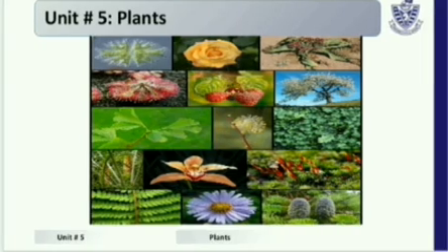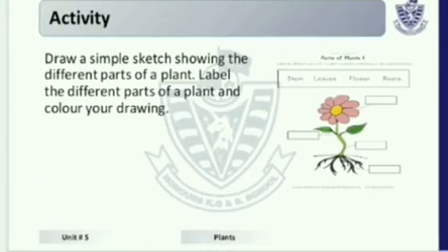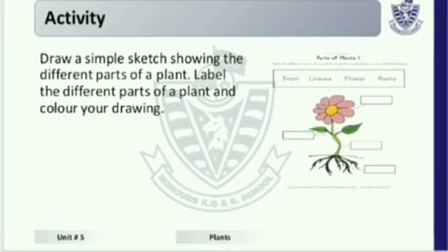Unit number 5, Plants. By the end of this lesson, students will be able to learn about different types of plants, uses of plants, things made of plants. Students, let's do an interesting activity. Draw a simple sketch showing the different parts of a plant, label the different parts of a plant and color your drawing.